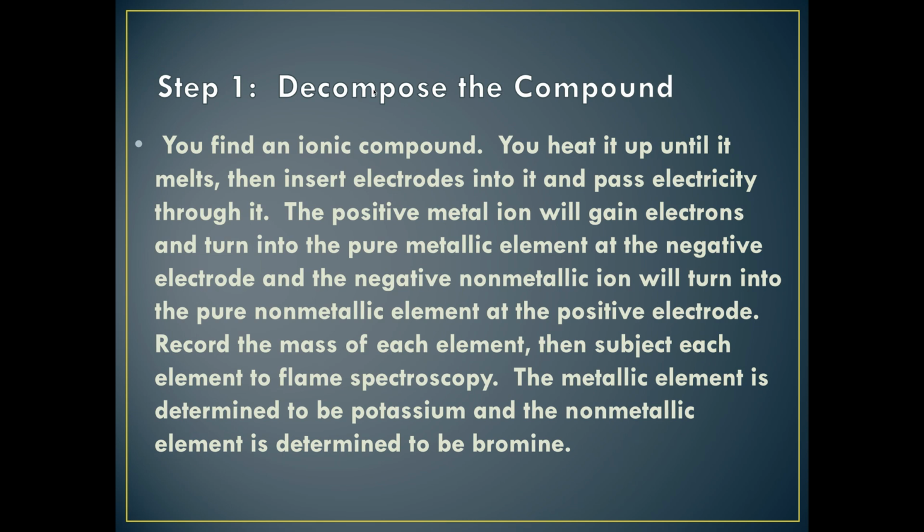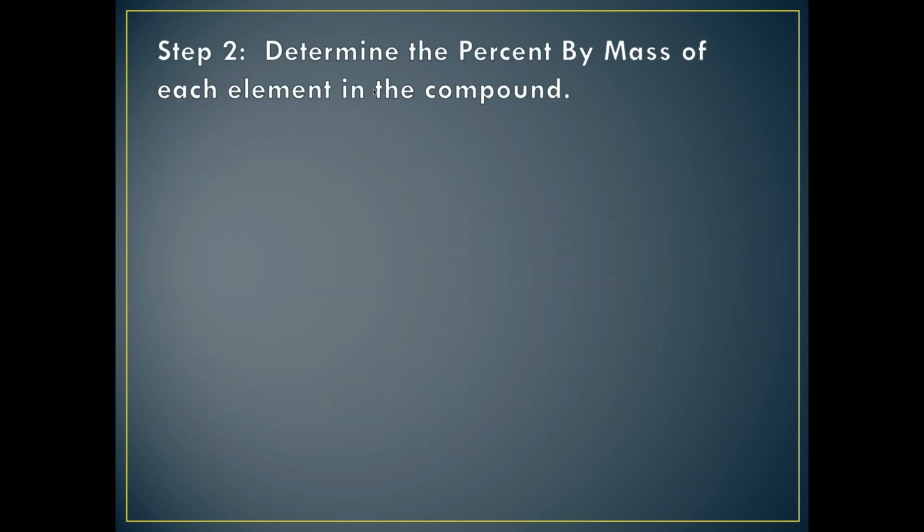Whichever way you choose to decompose it, you record the mass of each element that you've decomposed into, and then what you do is you take a little bit and you heat it up. And the flame spectroscopy will tell you which elements you actually have in your sample. Let's suppose we do this experiment. We find out that the metal element is potassium and the non-metal element is bromine.